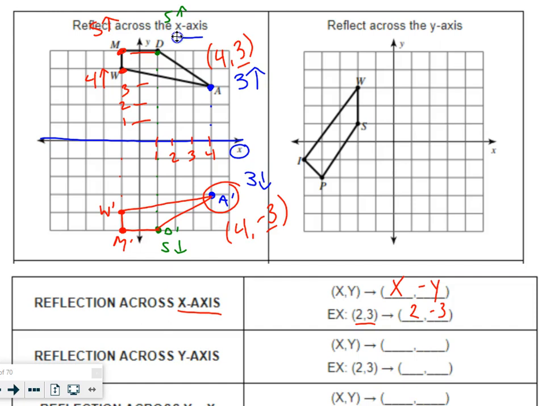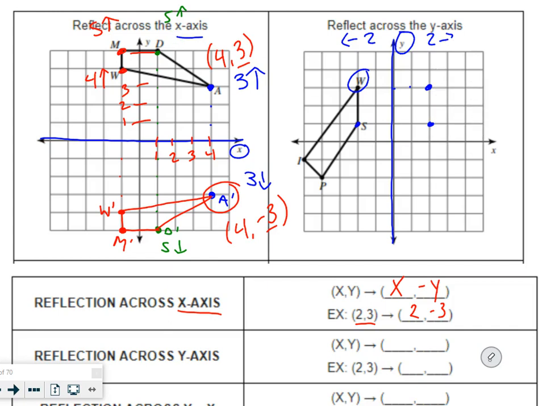Reflect across the y-axis. So here is the y-axis. Again, same concept, except now we're just counting from the y-axis. So W is 2 to the left. So for W prime, it'd be 2 to the right. So we count 1, 2. There's W prime. For S, it's still 2 across, so S prime is there.